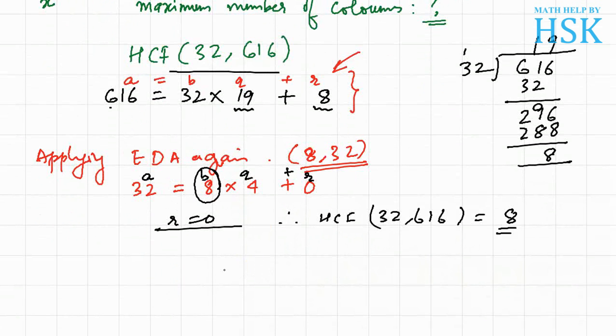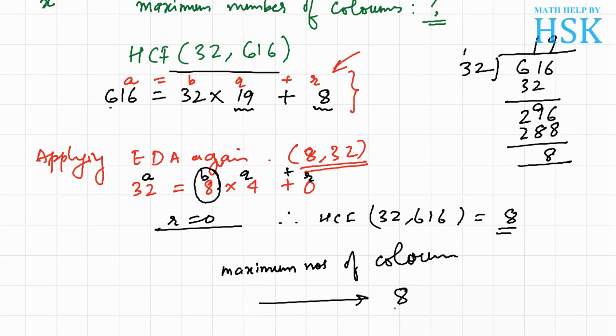So this means that the maximum number of columns in which they are going to march will be equal to 8. 8 columns is the required answer.